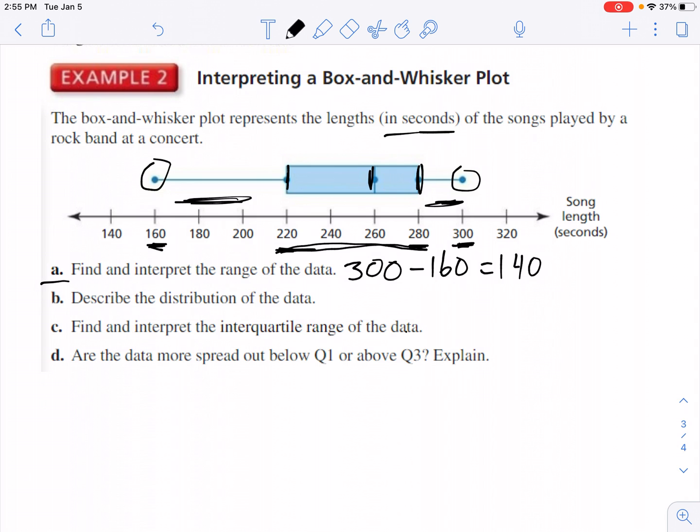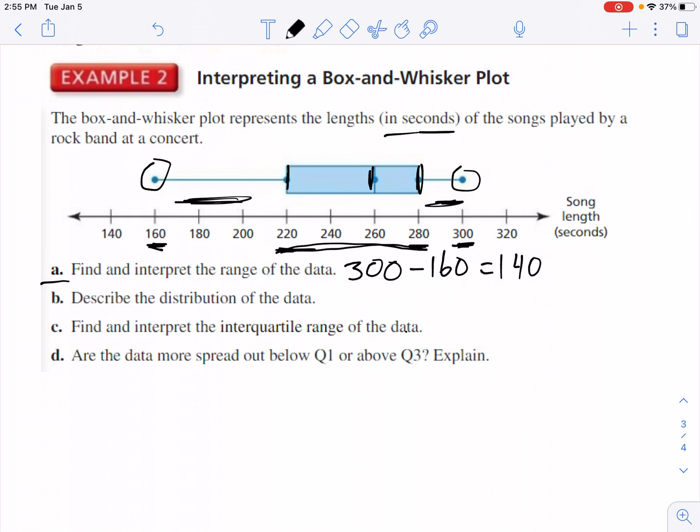Okay? Now, they also ask us to find and determine the interquartile range of the data. So remember, to find and determine the interquartile range of the data, what they're talking about is finding the range within the innermost 50%.